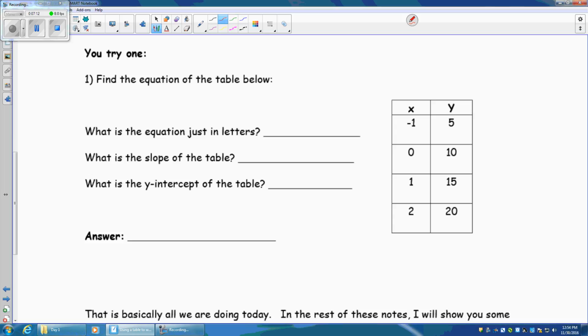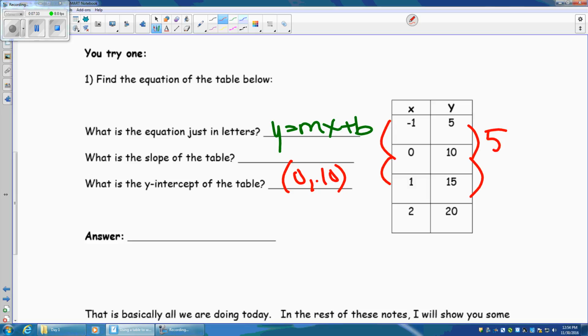All right, so just in letters again, it is y equals mx plus b. Which one's easier? Hopefully you guys think the y-intercept is easier. It's 0, comma 10. And then the slope, how much are the rise or the y's changing by? 5 over 1. So it's 5 over 1, or just 5, and 10 to get y equals 5x plus 10.